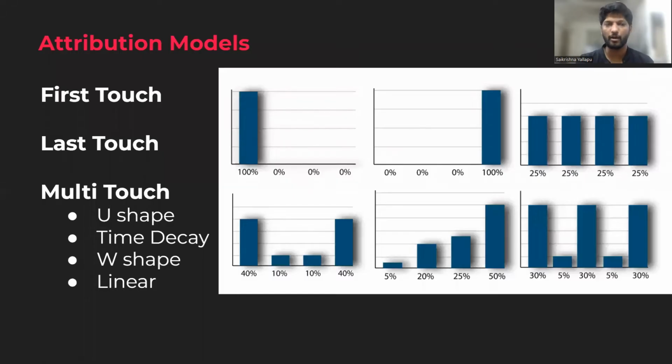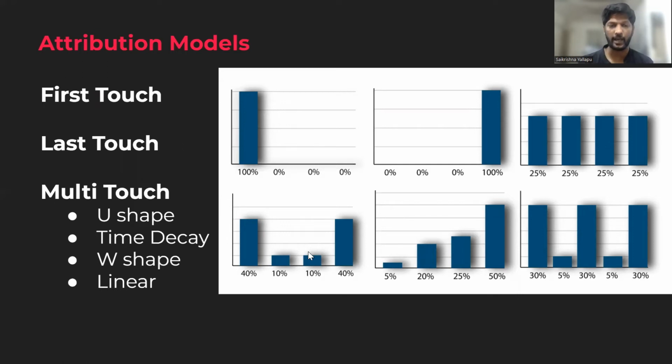These are the attribution models we have: first touch, last touch, multi-touch. And in multi-touch, you have linear, W-shape, U-shape, time decay. The first touch is when you have different touch points in the customer journey, the very first touch point is given the entire credit. In last touch, the last touch point is given the entire credit. This is the first touch, and this is the last touch, and this is linear, where each and every touch point involved in the journey is given equal priority, equal credit.